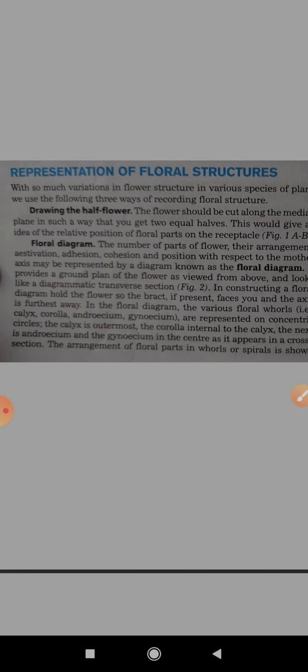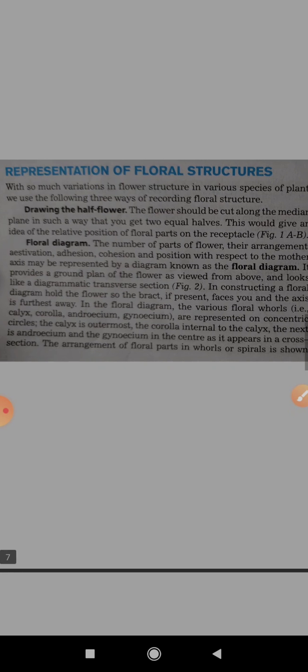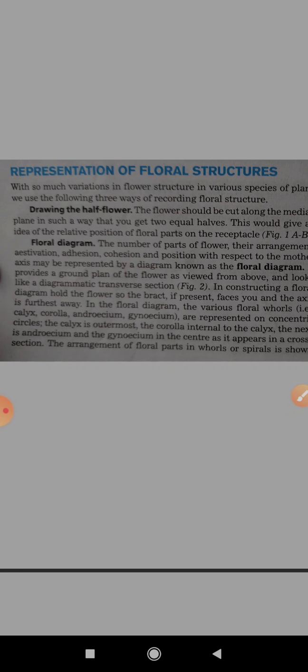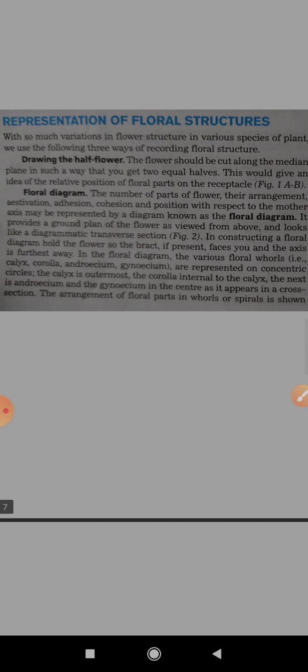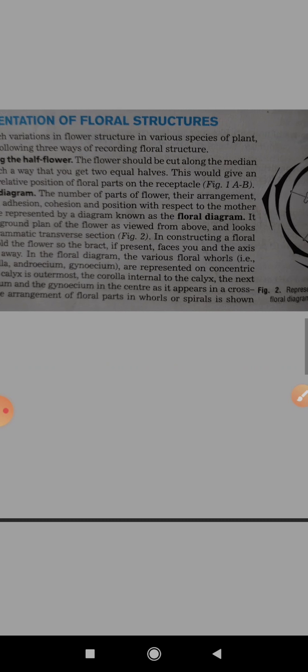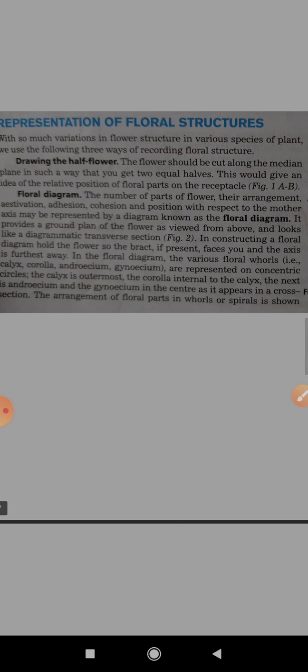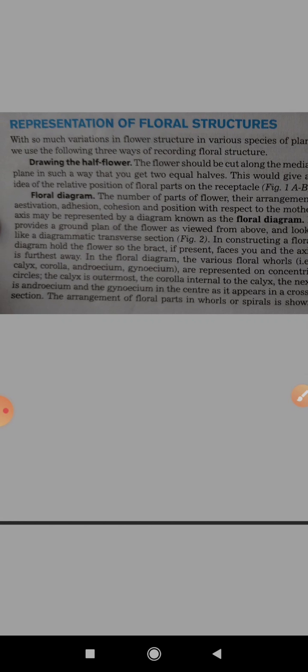with so much variation in flower structure in various species of plants, we use the following 3 ways of recording floral structure. Drawing the half flower. This half flower we'll discuss later, how the flower is cut and how it is represented. We come to the floral diagram. The number of parts of the flower, their arrangement, aestivation, adhesion, cohesion, and position with respect to the mother axis may be represented by a diagram known as the floral diagram.